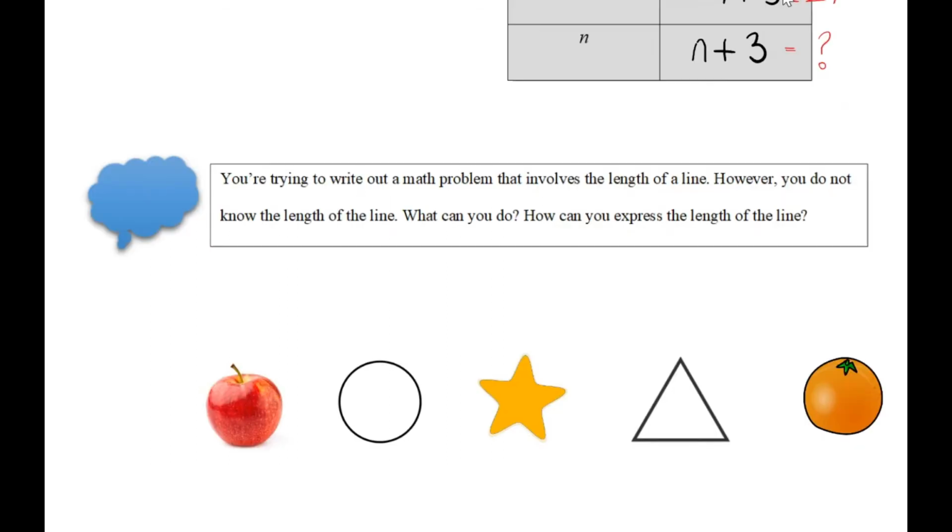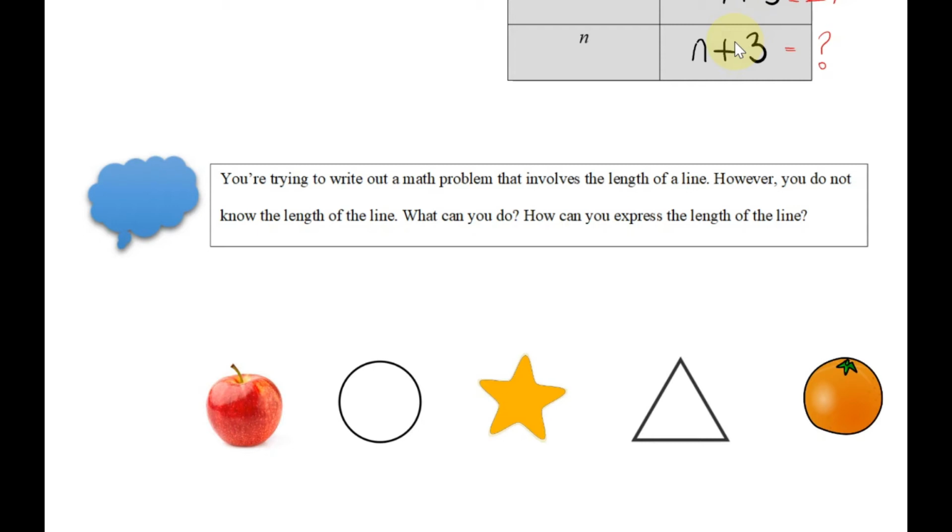Okay, here is a question for you. Stop the video, think on it as long as you need. Try to create your own solutions. Okay, what was the question? You're trying to write out a math problem that involves the length of a line. However, you don't know the length of the line. What can you do? How can you express the length of the line?